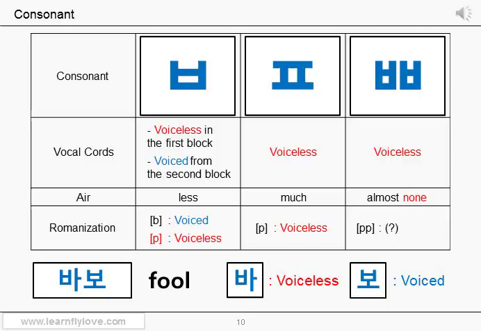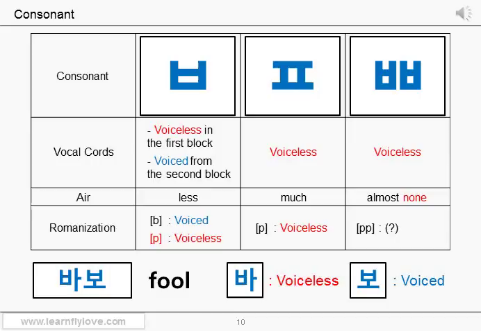I'll read it three times with three different initial consonants. See if you can tell which one is correct. 바보, 바보, and 파보, 파보, and 바보. Again, 바보, and 파보, and 바보.